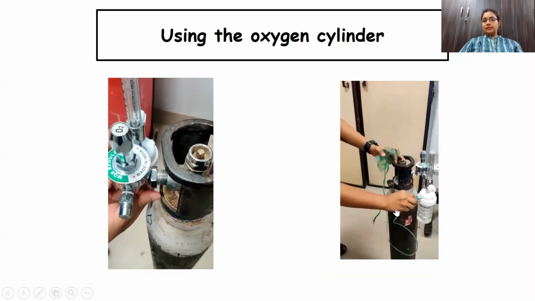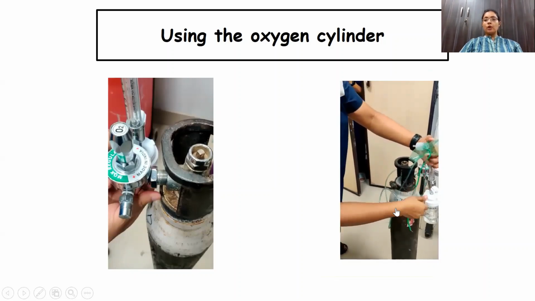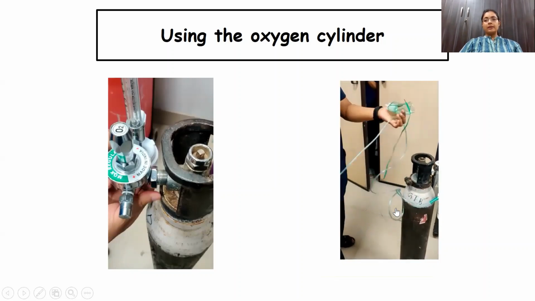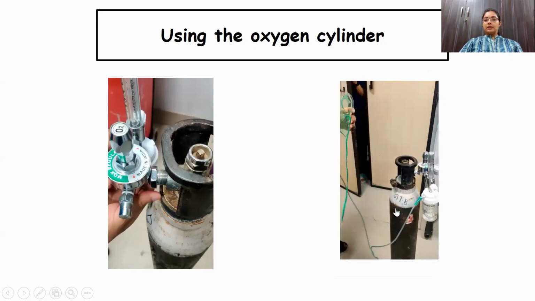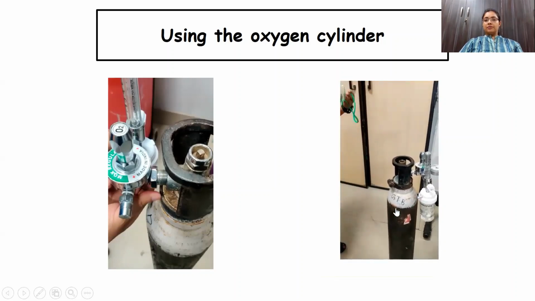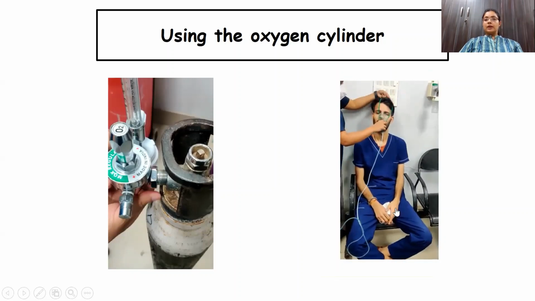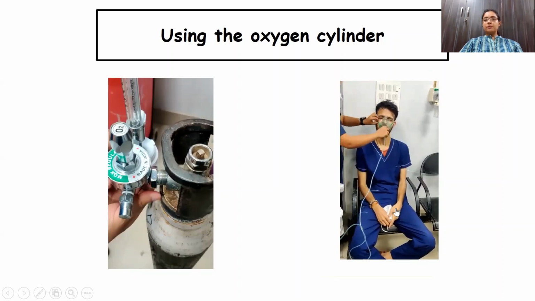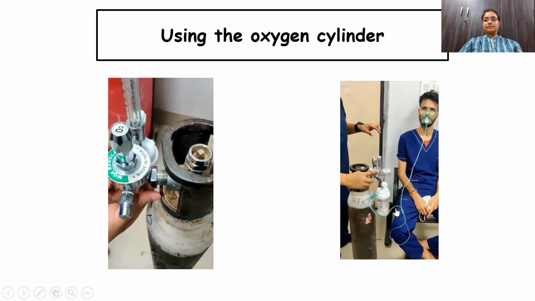Now they are attaching a green tubing. Hold the cylinder properly, mind you. If the cylinder falls, it is a very heavy object and you might end up injuring yourself. So now you connect the device, and here you are attaching it on the nose of the patient. This is a volunteer, right?